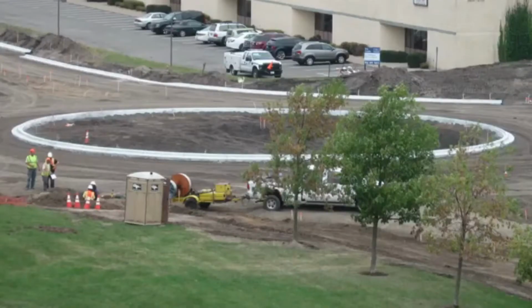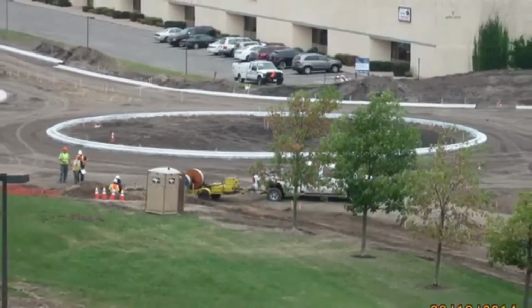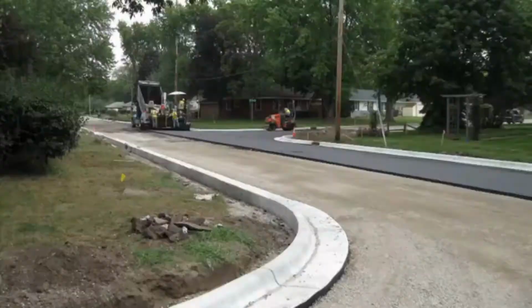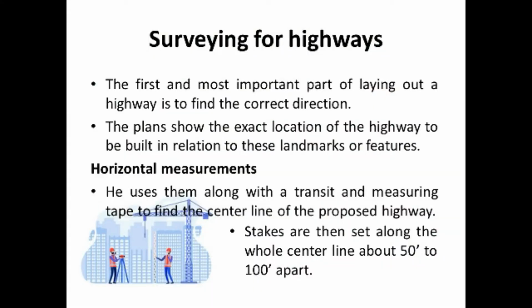In surveying, we need to determine the horizontal and vertical measurements. In determining the horizontal measurements, the surveyor, along with the landmarks or the features that he has previously determined, uses a transit and measuring tape to find the center line of the proposed highway. Then, stakes are set along the whole center line about 50 inches to 100 inches apart.